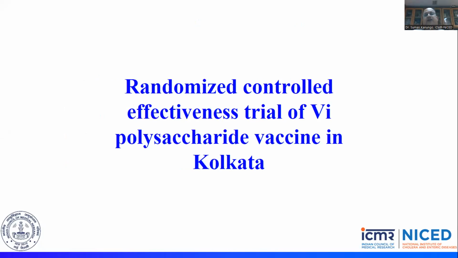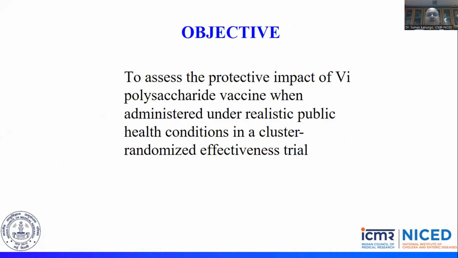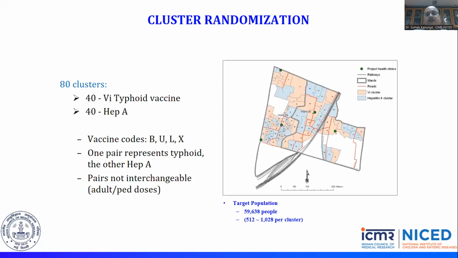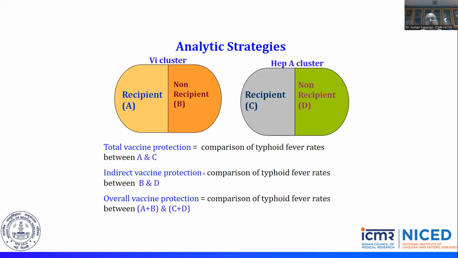We want to study the effectiveness of Vi polysaccharide vaccines. So the objective is to measure the protective impact of the Vi polysaccharide vaccine when administered under realistic public health conditions. So these are the 80 clusters: 40 clusters received the vaccine under consideration, the Vi typhoid, and 40 received the hepatitis A vaccine. It was coded. So this is the analytical strategy.